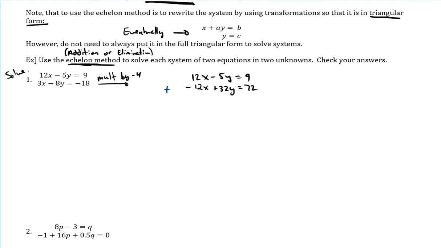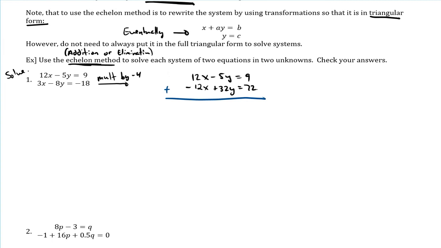And now our next step is to add them. That's why they might call it the addition method, because we're adding the two equations together. And they might also call it the elimination because what's going to happen in this step is, 12x minus 12x is 0. We don't really need to show the 0. You can if you want to, but I'm just going to leave it blank.